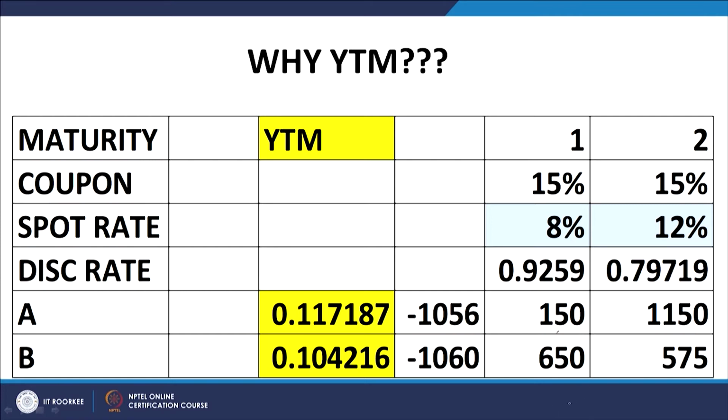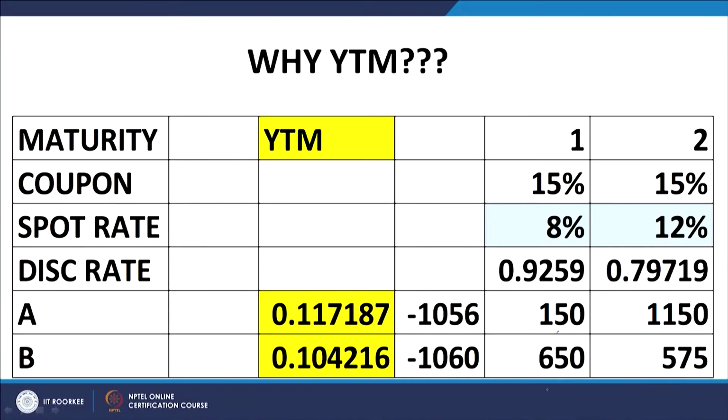Now, let us look at bond B. Please note, bond B has the same coupon rate, but a slightly different repayment structure. The repayment in bond B is split into two parts. The face value is 1000 rupees; 500 rupees is redeemed at the end of the first year and 500 rupees is redeemed at the end of the second year.